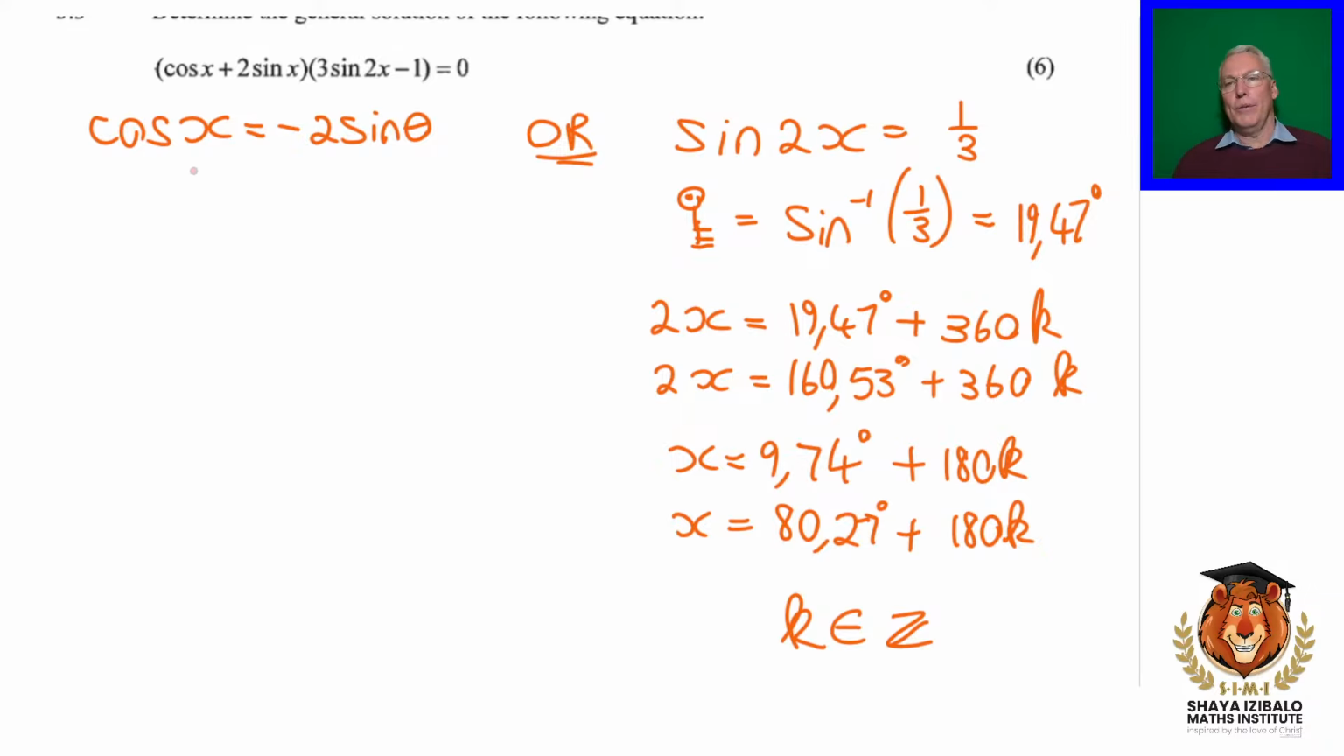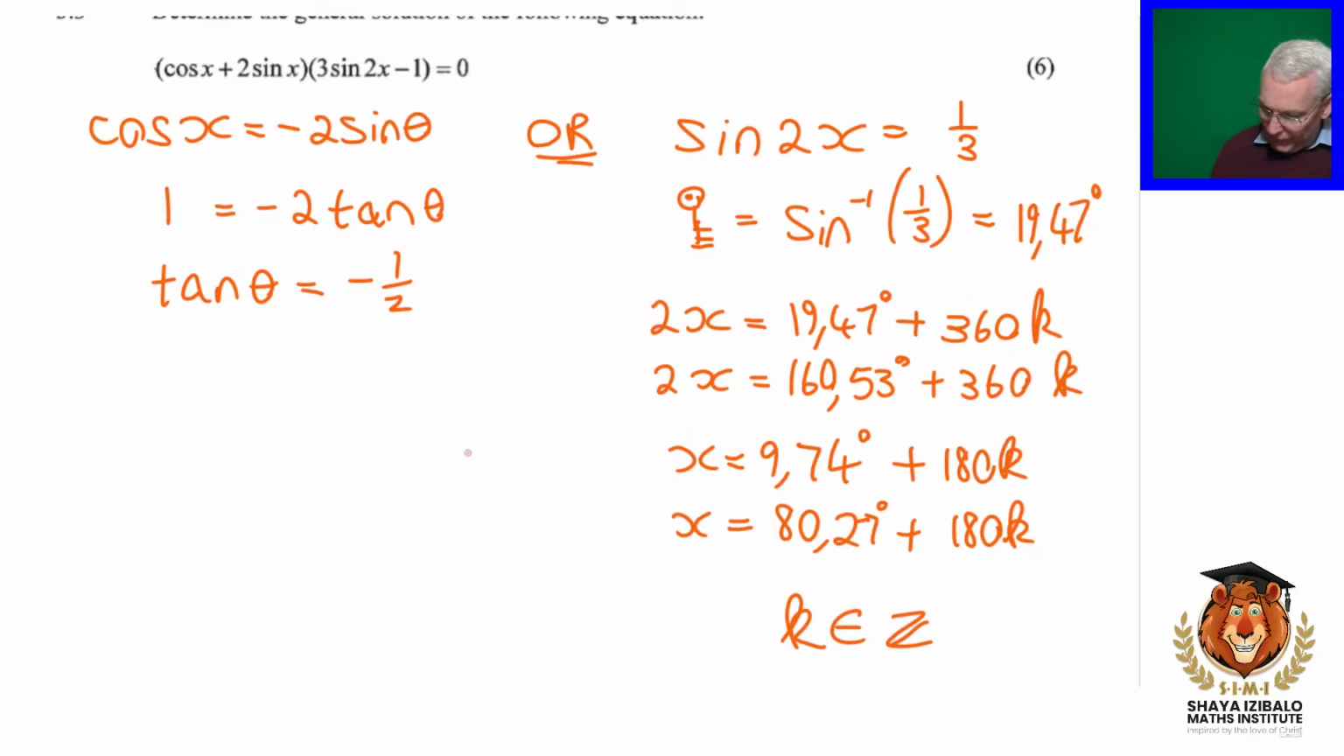Right, this one over here is quite different. We've got cos and sine in the same equation. What we're going to do is divide both sides by cos theta. So we actually get 1 equals negative 2 tan theta. Or tan theta, we divide both sides by negative 2, tan theta is negative 1/2.